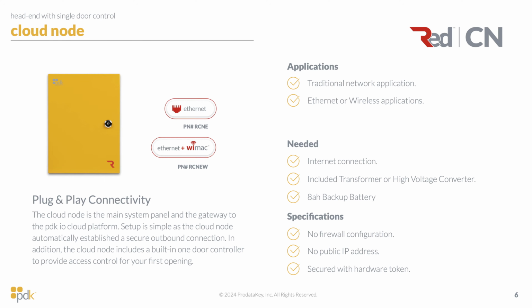We are going to have, both of these have the single door controller built into them, and they have sufficient space in the bottom for an 8 amp hour battery. These are wall mounted, and they're typically just installed in some sort of an IT closet, typically pretty close to the router, but it can be mounted a little more remotely if you need to use the onboard controller to control one of your doors.